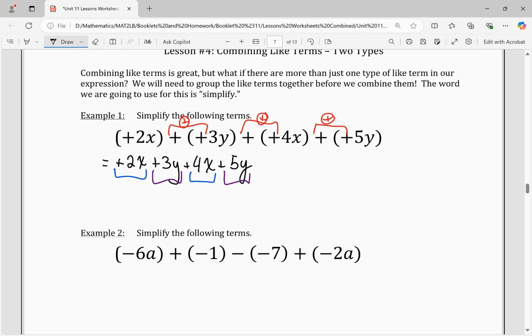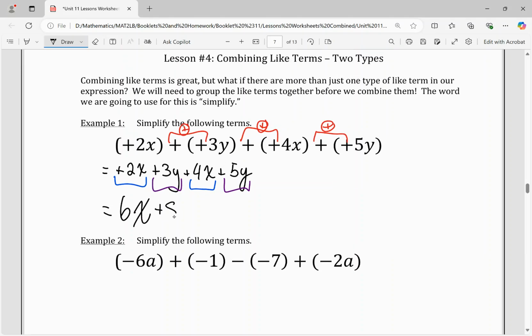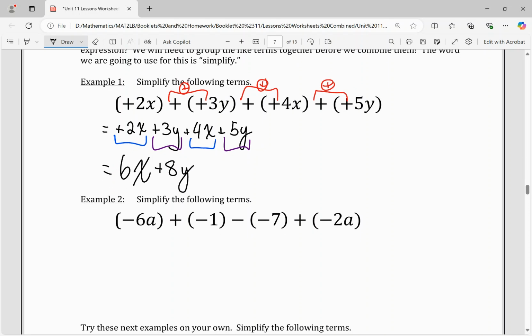So what that is going to look like is the following. Positive 2x plus 4x. Well, positive 2 plus 4 gives me 6, and the variable stays the same. And then we take a look at our y's. Positive 3y plus 5y. 3 plus 5 is 8, and then the variable stays the same, which is y here. Now you're done. You can't go any further. You can't combine these last two terms because they are not alike.